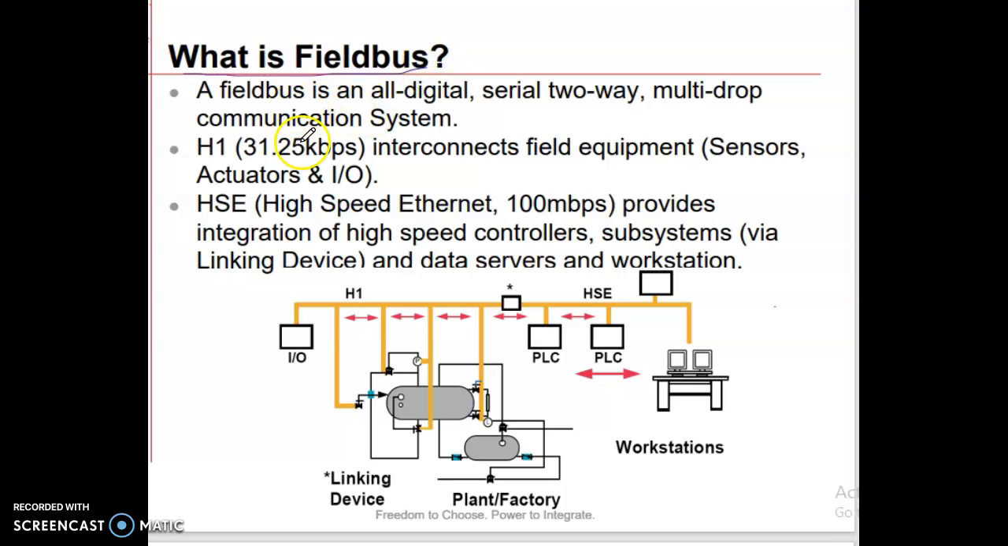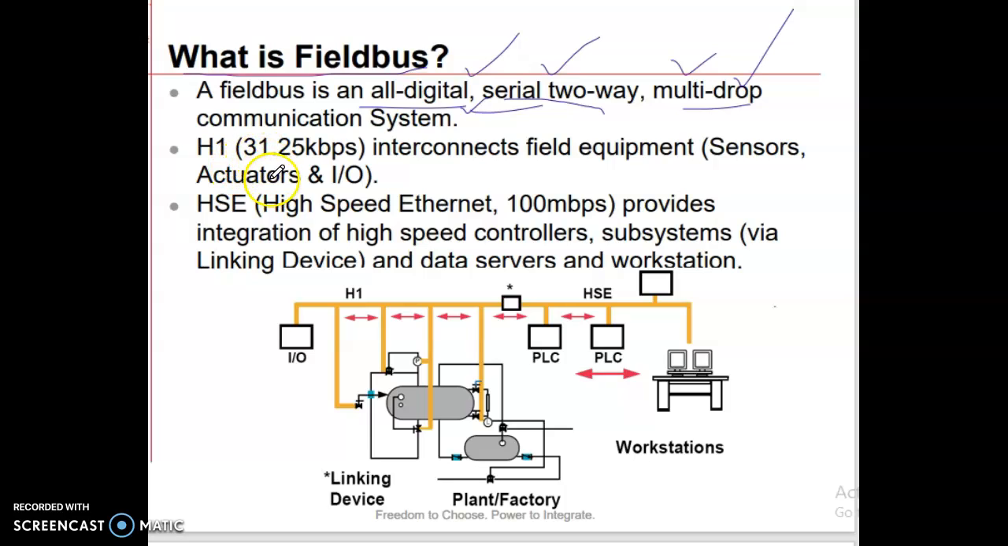Fieldbus. A Fieldbus is an all-digital serial two-way multi-drop communication system. All digital, 100% digital. Serial two-way, incoming and outgoing. Multi-drop communication system. Tapping, we can take that.